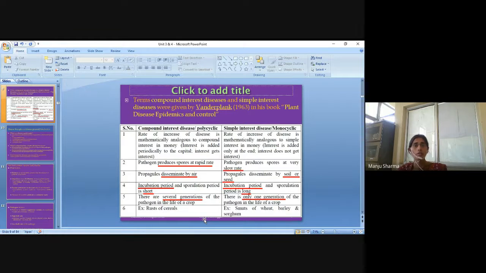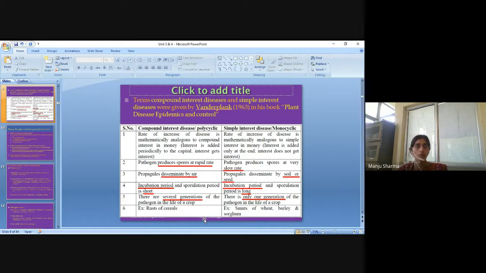The terms compound interest disease and simple interest disease were given by Vanderplank in 1963 in his book Plant Disease Epidemics and Control. So, what is a compound interest disease and what is a simple interest disease? We can also say polycyclic or monocyclic.